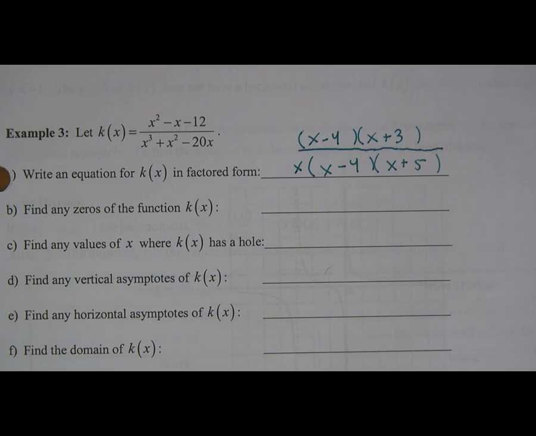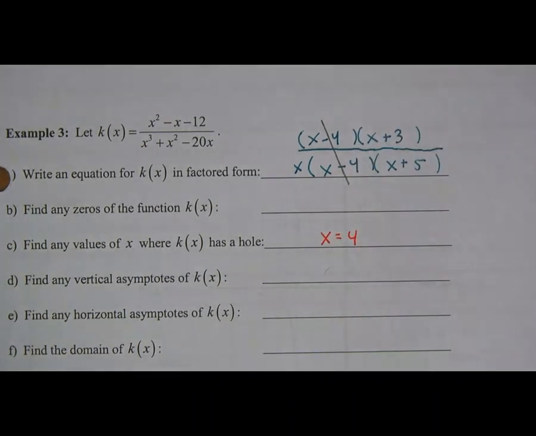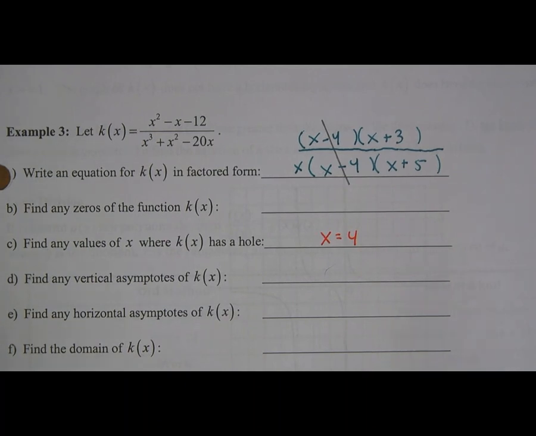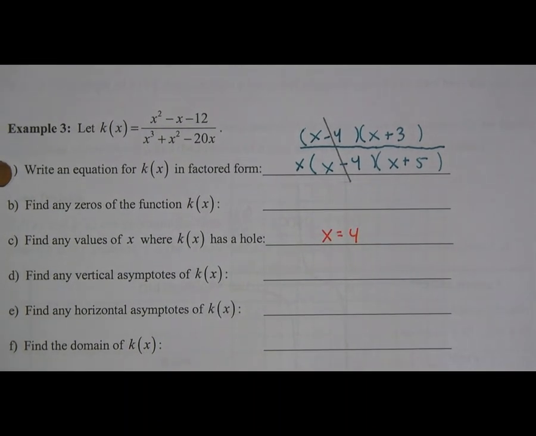I'm going to skip part B for just a second. I'm going to go to the stuff that's more familiar. Does this graph have a hole? Where? Good. At x equals 4. Now this specifically says find any values of x where there is a hole, so 4. We're on part C. We skipped part B. We'll come back to it.